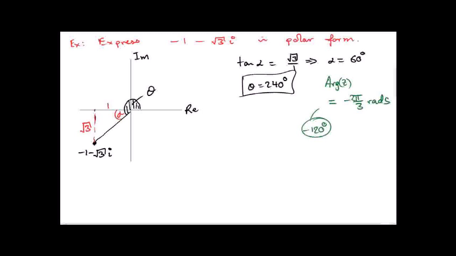Now, next up, I need r, don't I? And r means the modulus of the complex number. So it's the modulus of minus 1 minus root 3i, which is the square root of minus 1 squared plus minus root 3 squared, isn't it? Again, do you notice there is no mention of i? Okay, no mention of i.